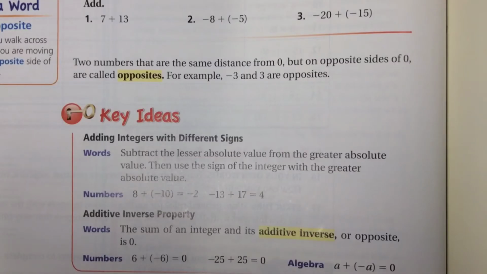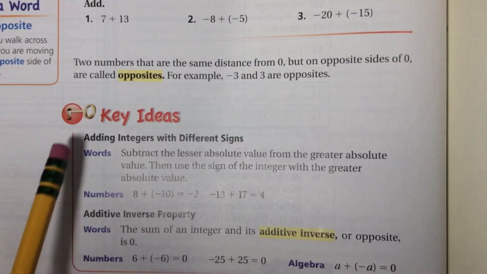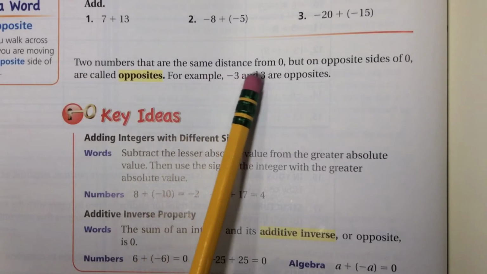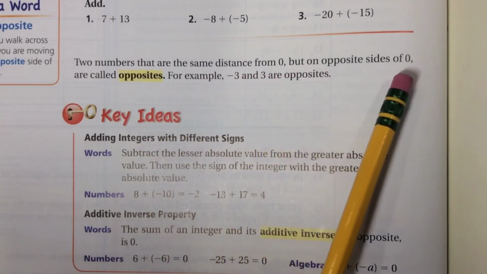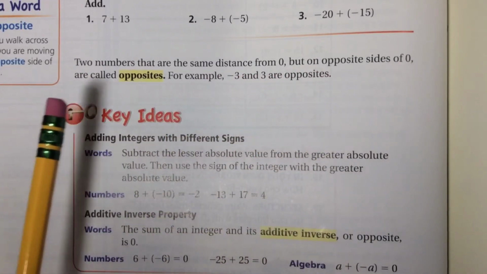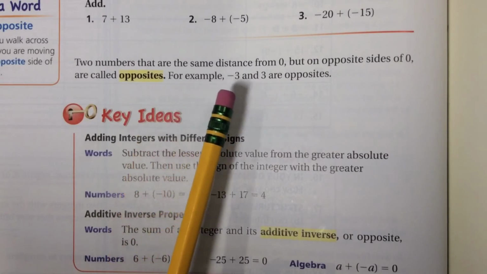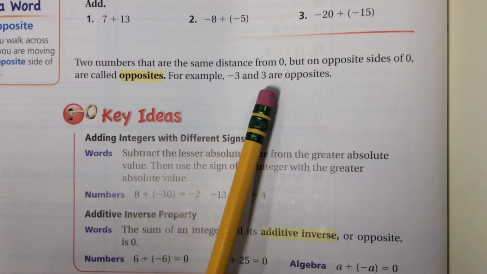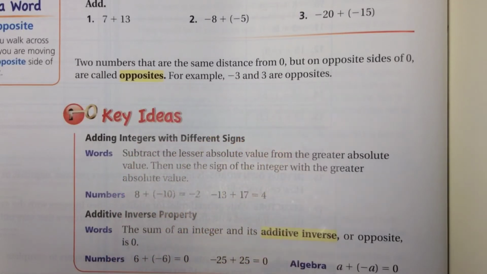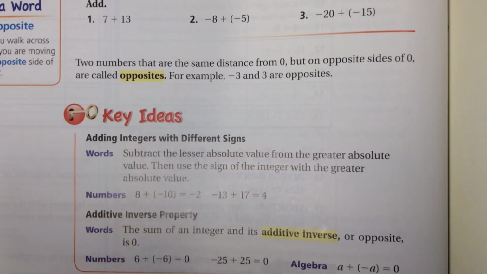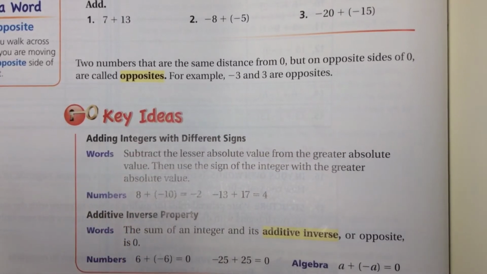Well, moving on in the lesson, we come to a part here that says two numbers that are the same distance from 0, but on opposite sides of 0, are called opposites. For example, -3 and 3 are opposites. All right, the next key idea here, adding integers with different signs.